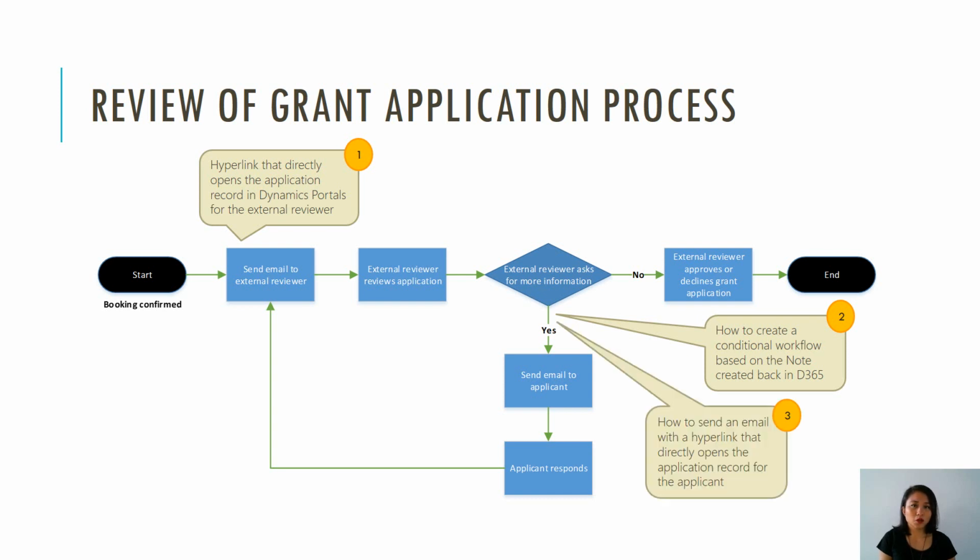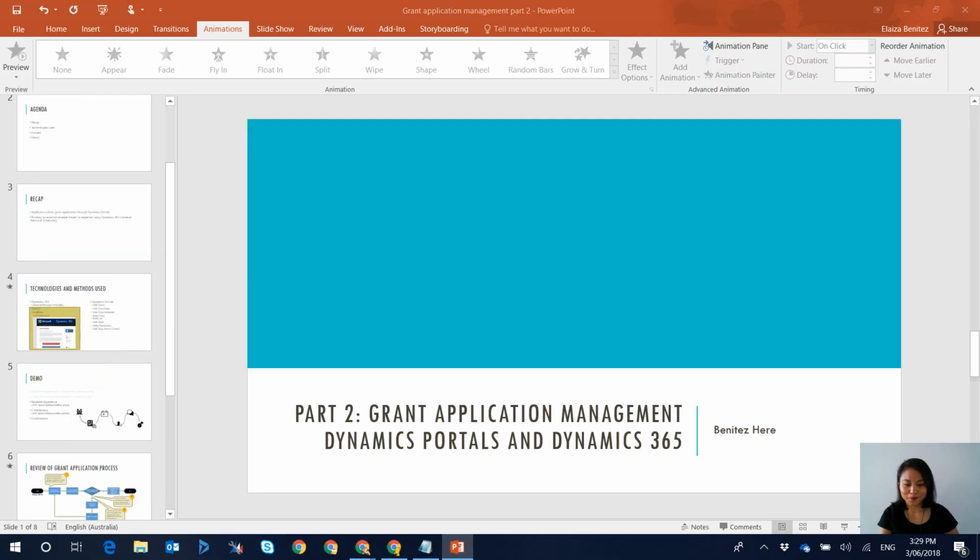And then my third challenge was, okay, based on that note, go and generate an email, and likewise from the first step in this diagram that you're seeing, send an email directly to the applicant where the hyperlink will allow the applicant to open up the application directly in Dynamics portals. All right, so let's jump straight into it.